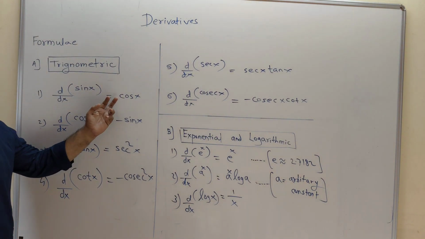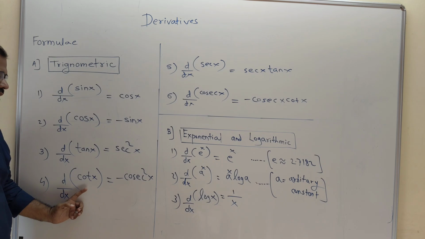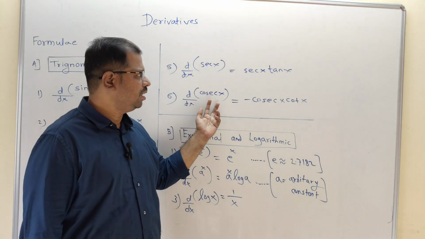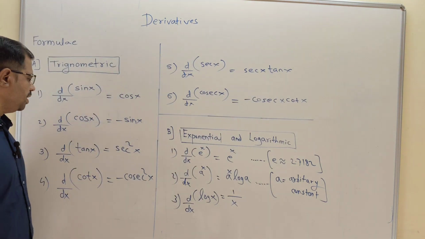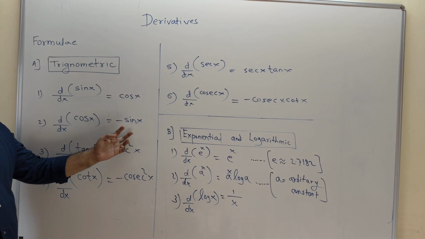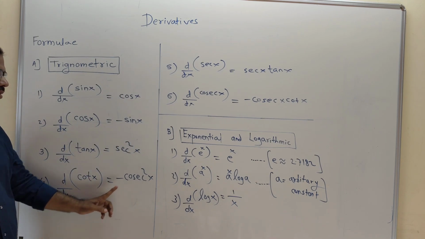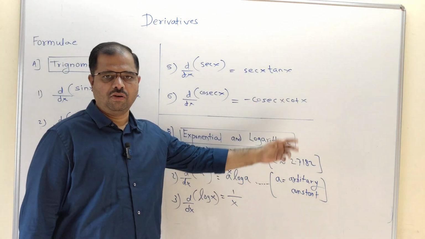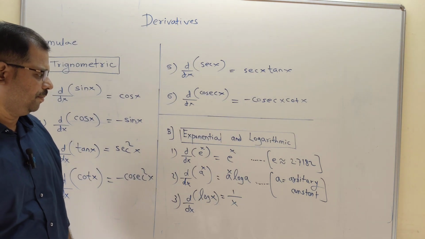sin x का डेरिवेटिव cos x, cos x का डेरिवेटिव माइनस sin x, tan x और cot x का डेरिवेटिव स्क्वायर फंक्शन में आएगा, sec x और cosec x का डेरिवेटिव डबल फंक्शन में आएगा। Whenever ratio starts from letter C, there is a minus sign. Derivative of cos x minus sin x, derivative of cot x minus cosec square x, derivative of cosec x minus cosec x cot x. Now we see exponential and logarithmic function.